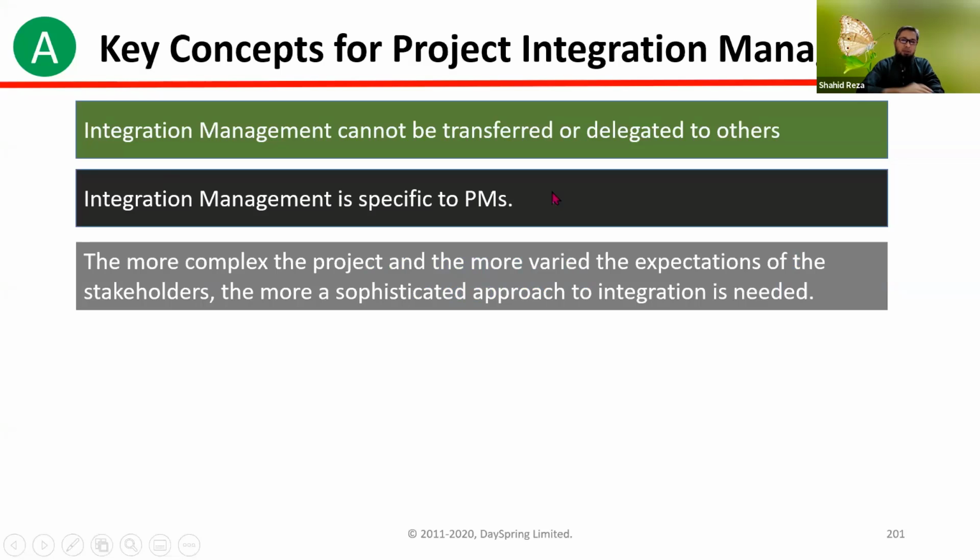Now, as I mentioned, in every chapter you will see 4 sections at the beginning. After the definition and benefit of the knowledge area, the first section is key concepts for project integration management. That means the definitions and concepts you need to know to understand this chapter, this knowledge area. This is what is discussed in this section.